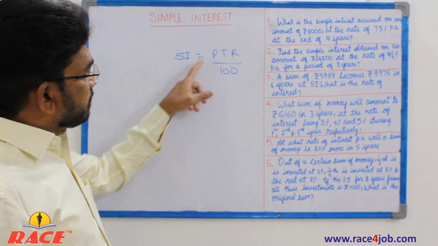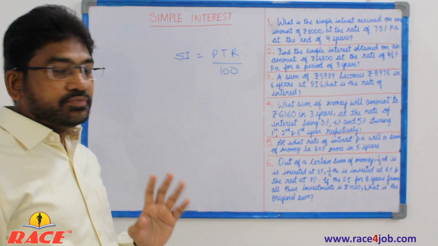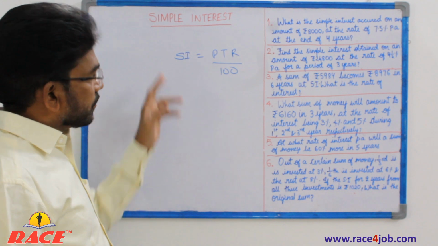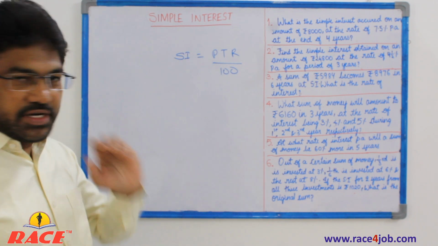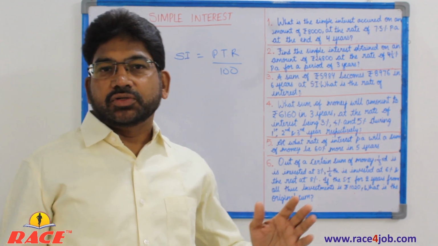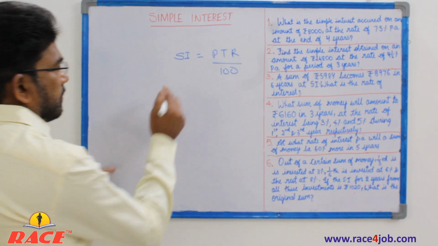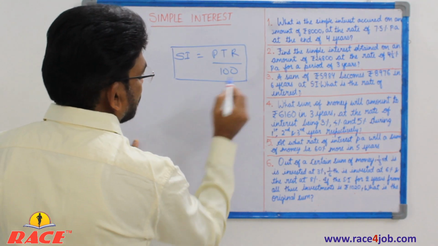That means, if principal, time, rate of interest are given, you can find out simple interest. Or if simple interest, principal, time is given, you can find out rate of interest, or time or principal, whatever it is. Out of these 4, if 3 variables are given, we can find out the 4th variable. This is one formula: simple interest is PTR by 100.